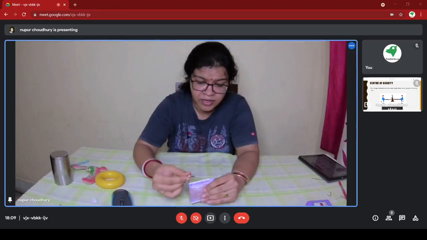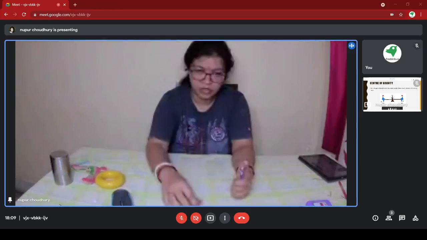When this force is balancing out, that means the force which I'm applying from the top and the force applied from the bottom are balanced, then only will it be balanced.